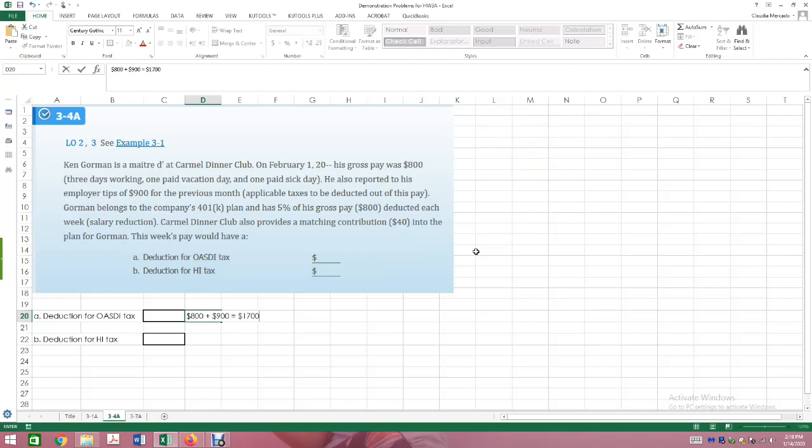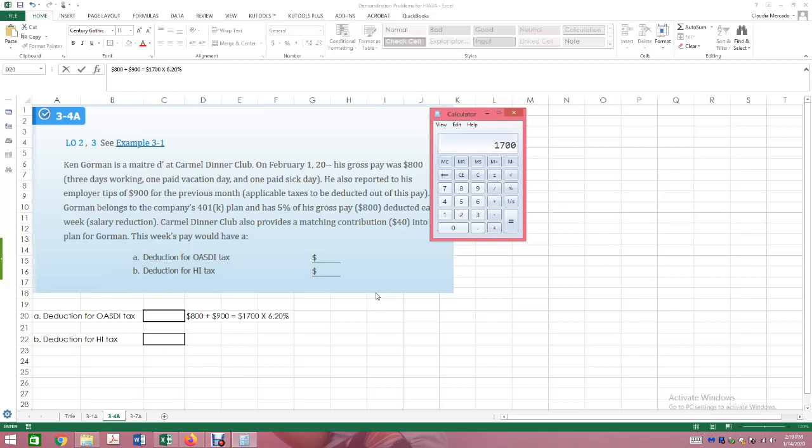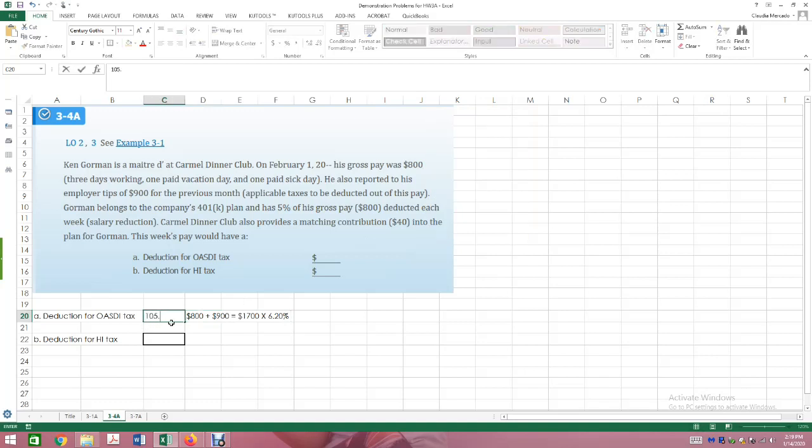Okay, now we are paying OASDI taxes. How much should be deducted for OASDI taxes? Well, the tax rate is 6.2%, okay? So I'm going to get my calculator, and I'm going to do my 1,700 times 6.2%. And that's going to give me taxes of $105.40. That is how much OASDI is going to be deducted from Ken Gorman in this paycheck.